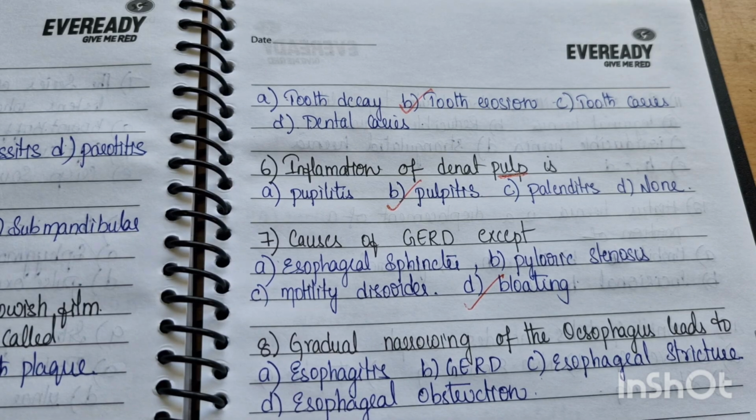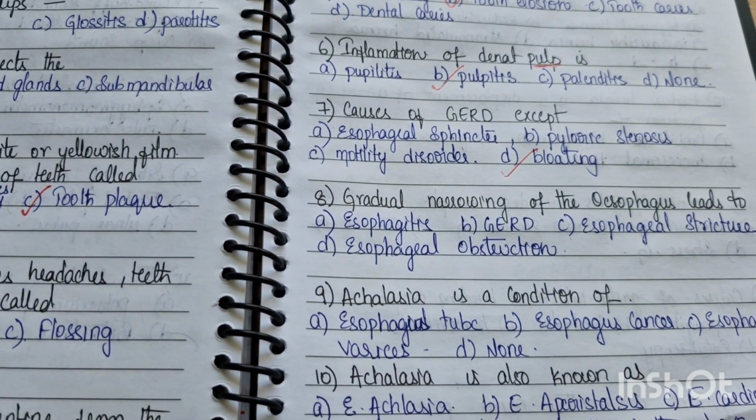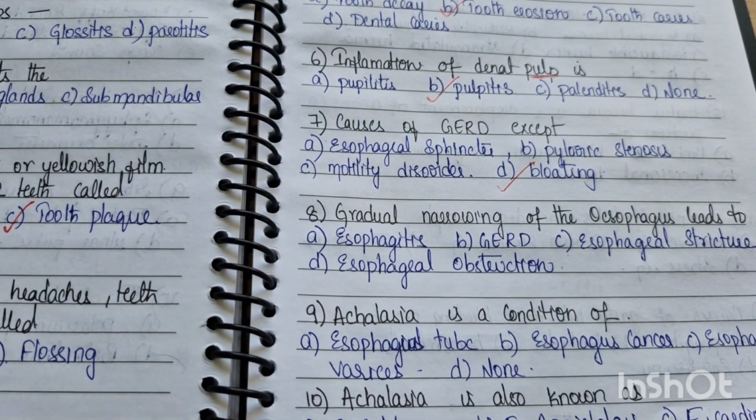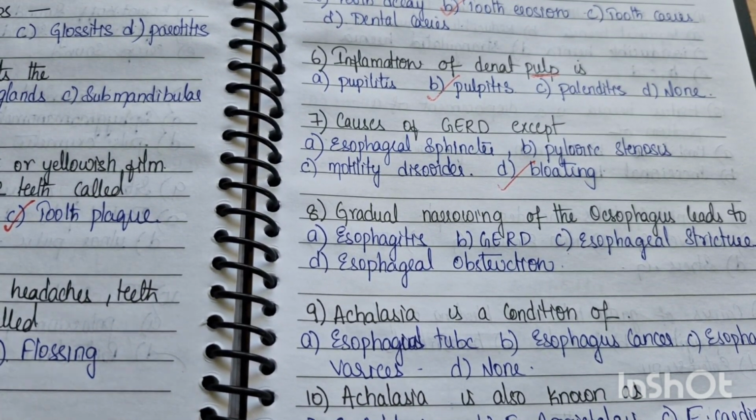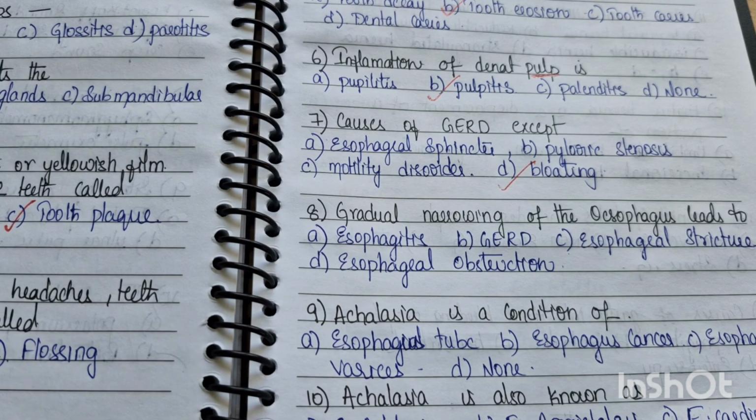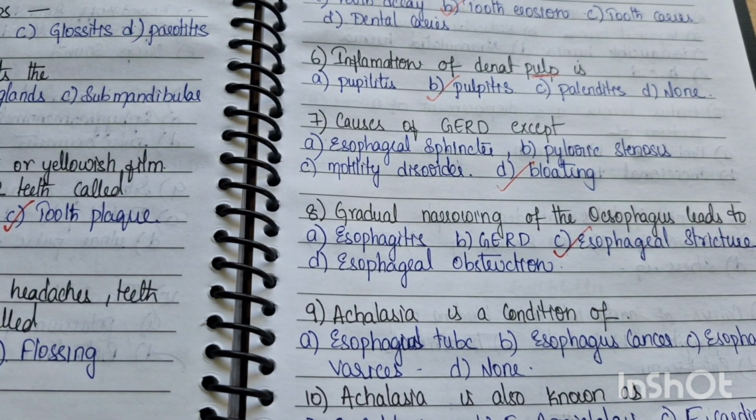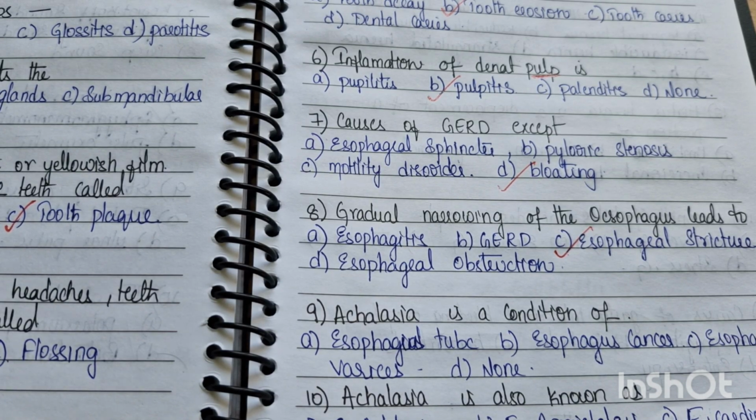And the eighth one is what? Gradual narrowing of the esophagus. What do you call the gradual narrowing of the esophagus? They have given the options esophagitis, GERD, esophageal stricture, and esophageal obstruction. Can you guess? The answer is esophageal stricture. It is gradual narrowing. When the esophagus gradually narrows, that condition is called esophageal stricture.